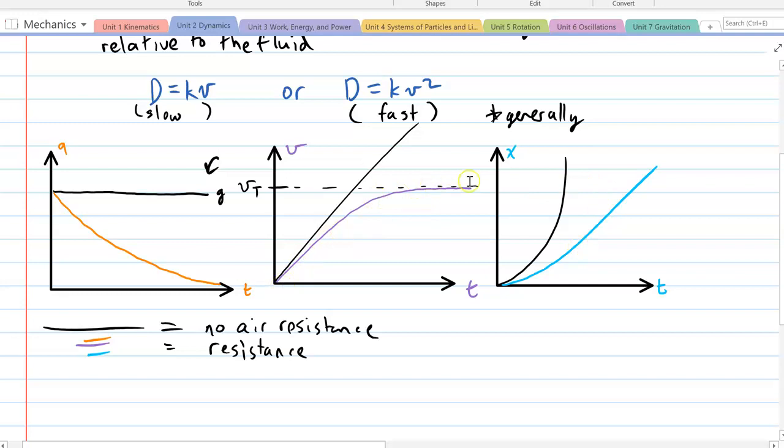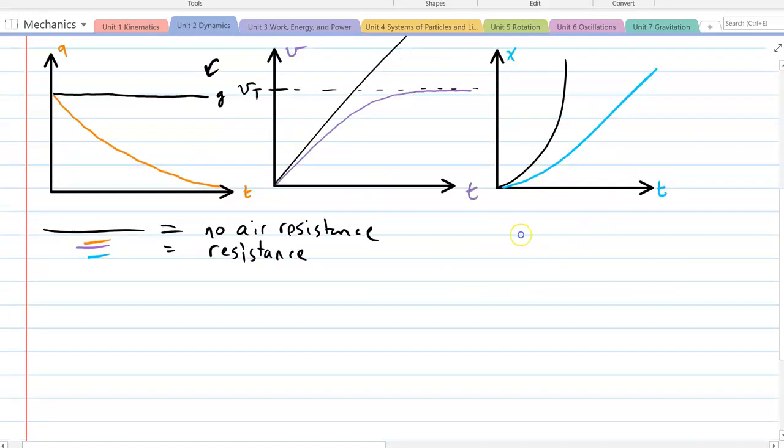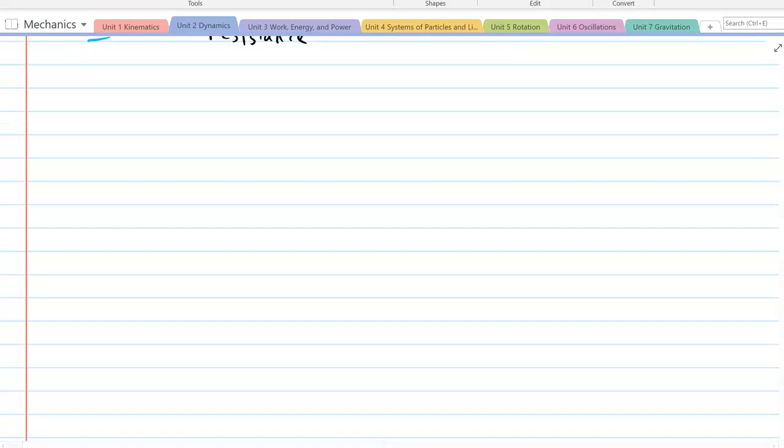But the main takeaway is the velocity, where it approaches this special velocity, terminal velocity, and we're going to look at a case right now using that. So this is the case: it's skydiving, but now with air resistance.